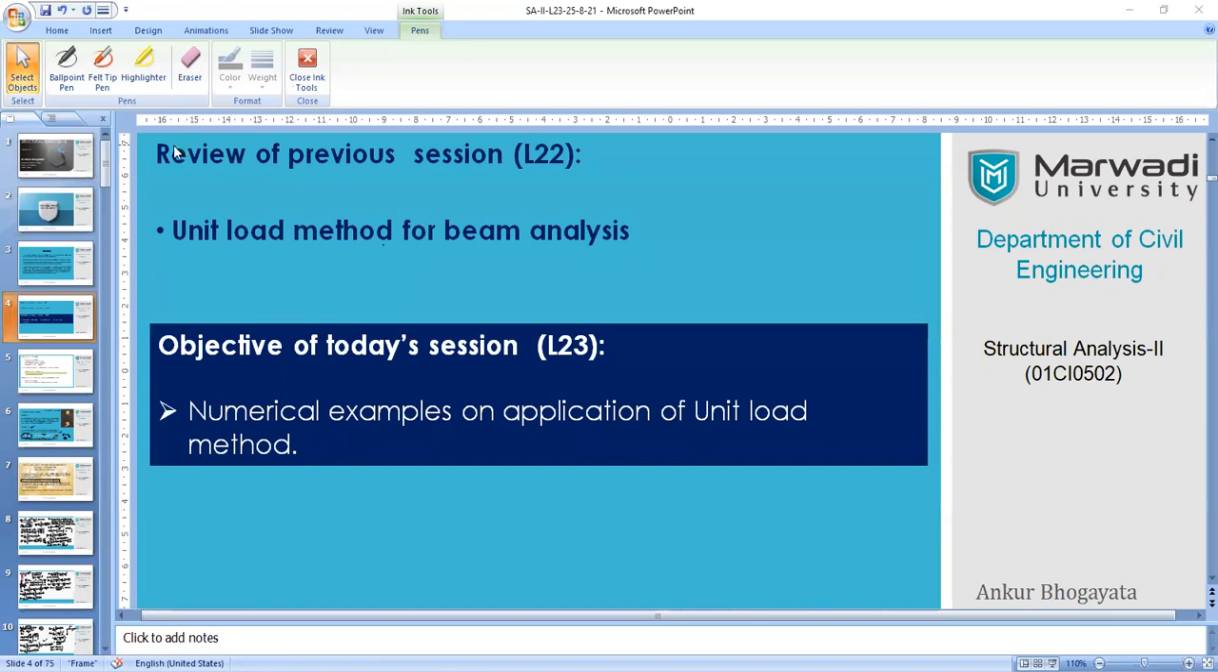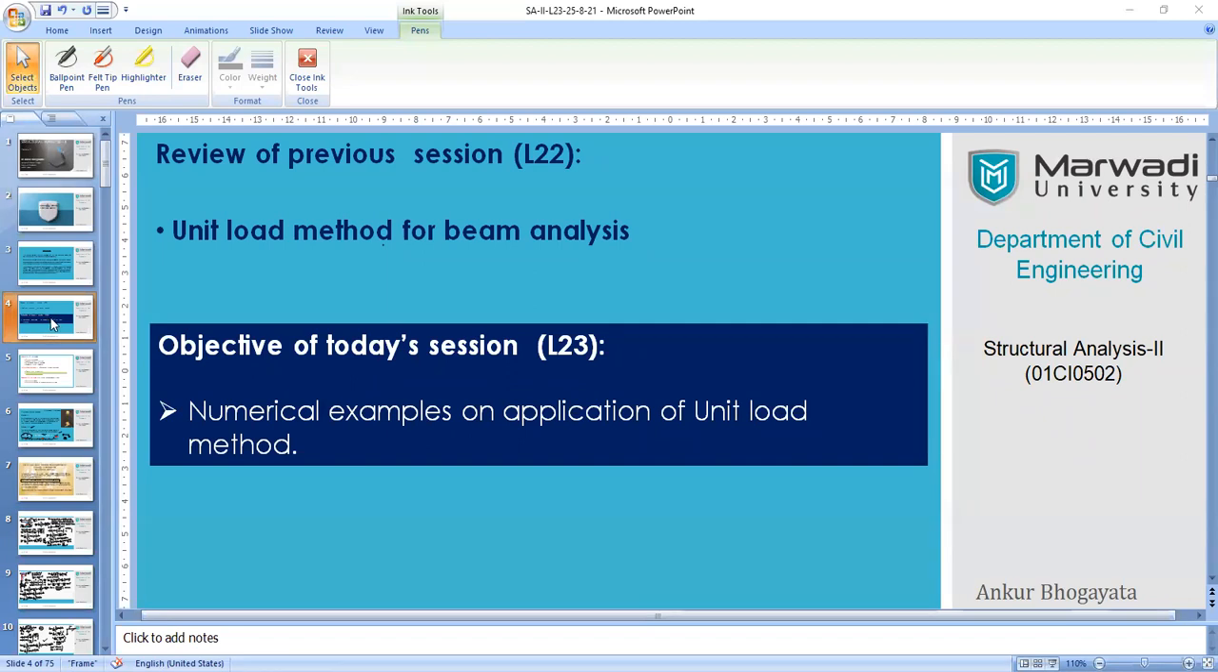All right, so friends, this is our 23rd session, the continuous third session, and we have been discussing the unit load method since the last class. And in the earlier session, that was yesterday, I started discussion on how to use the unit load method for beam analysis, as I made it specific that it has largely nothing to do with the energy principles.